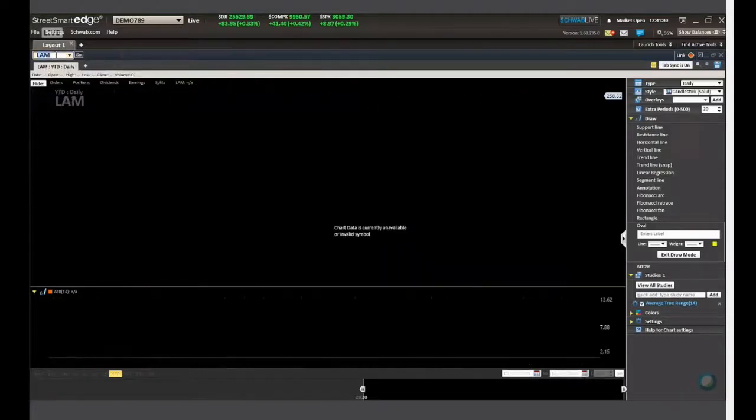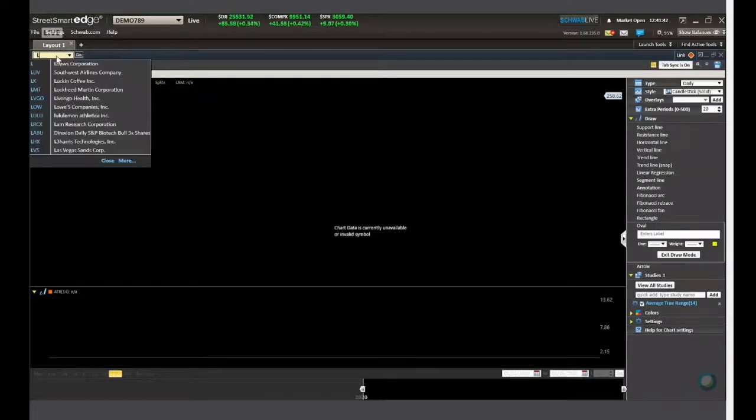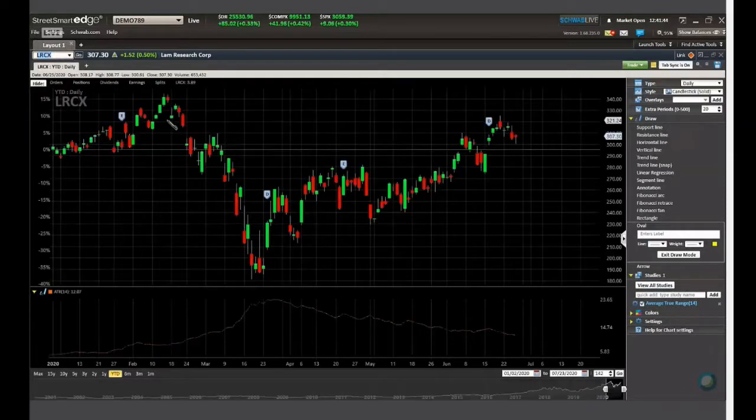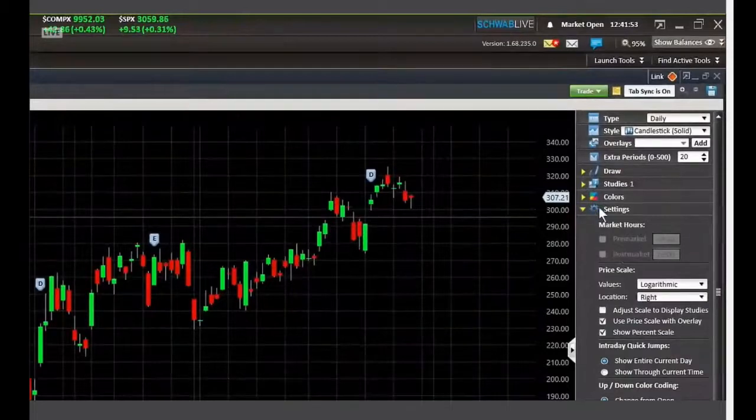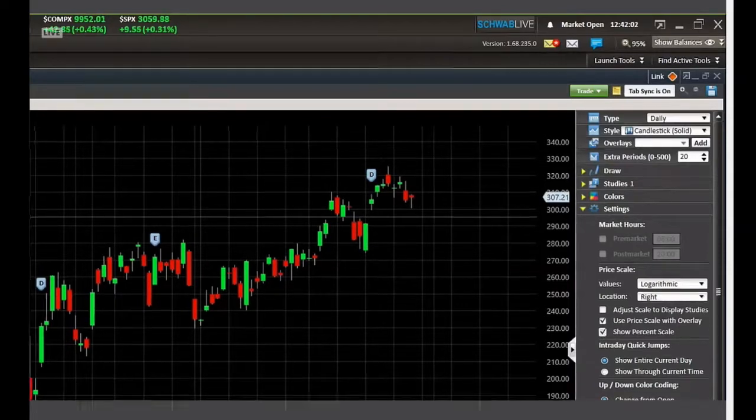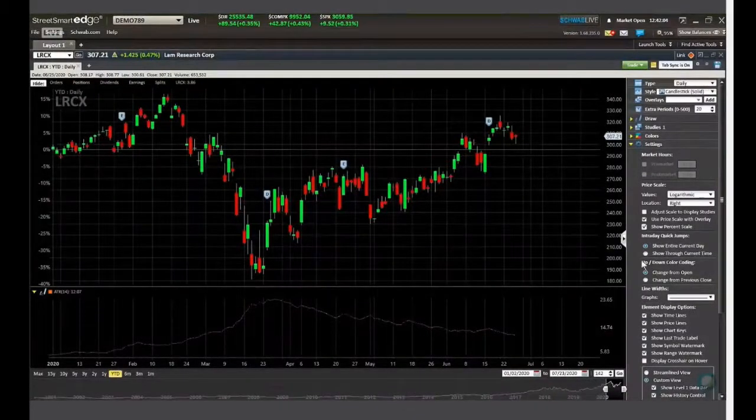First of all, LRCX. I need to type that in. How did I get these over here? I love them, by the way. So if you want to know how to do that, follow along here. Settings, come down here, show percent scale. Show percent scale. That'll put these little percentages on the left-hand side for you all.